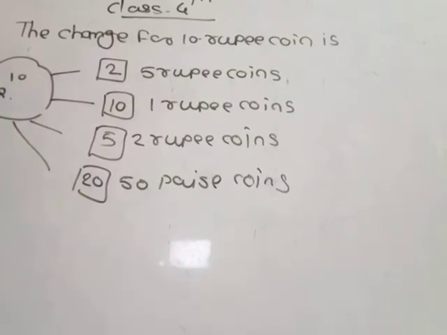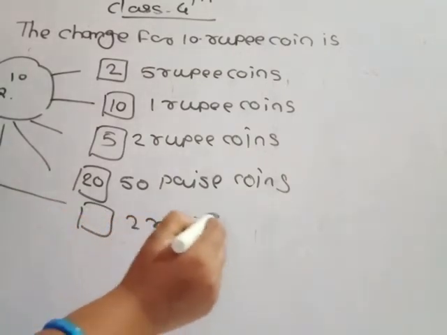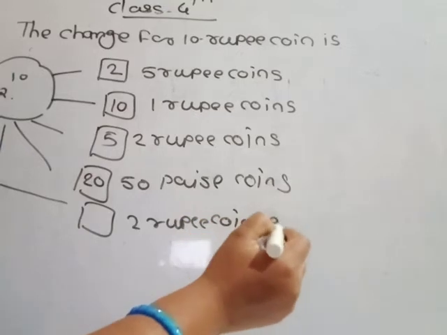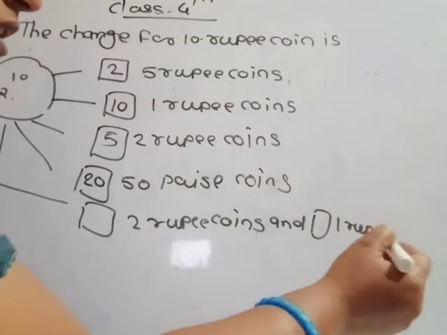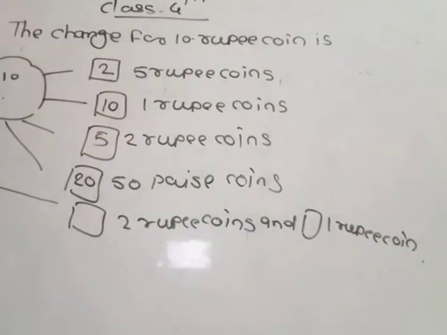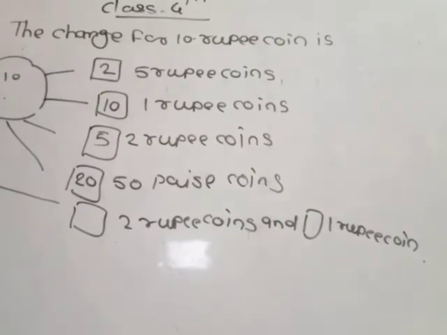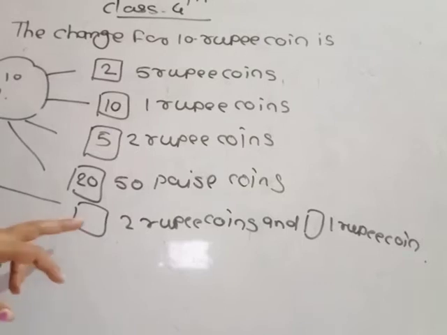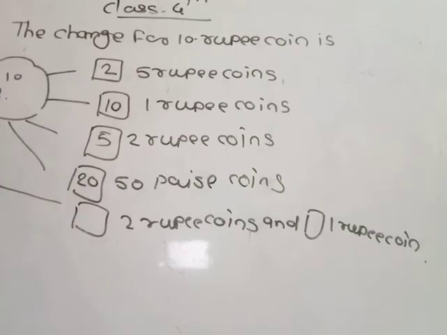Then in this 10 rupee coin, how many 2 rupee coins and how many 1 rupee coins? Combine them and you get this 10 rupee coin. Suppose you take 4 two rupee coins. 4 twos are 8 rupees.